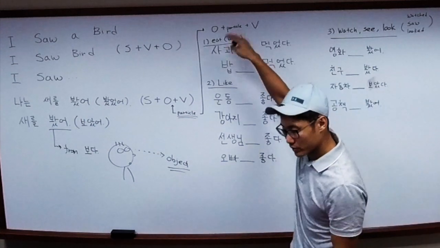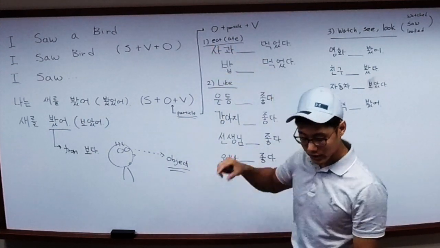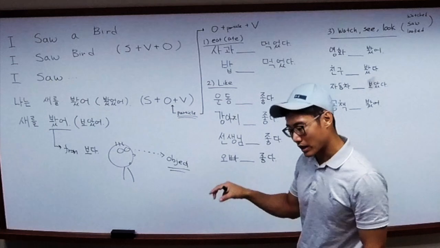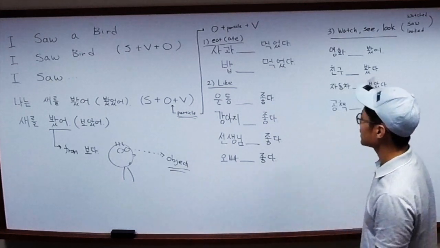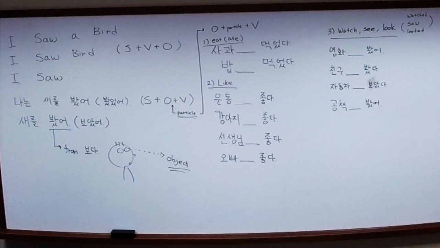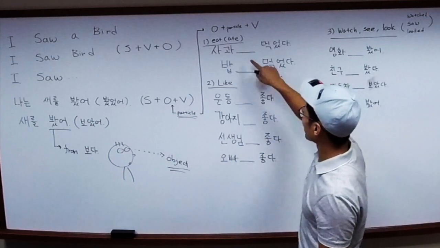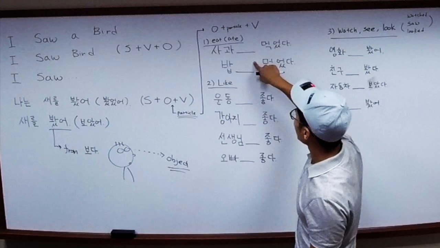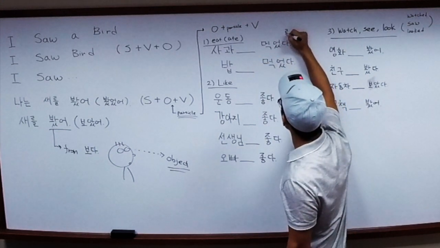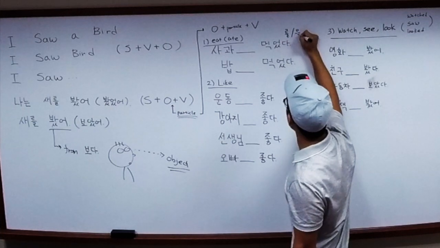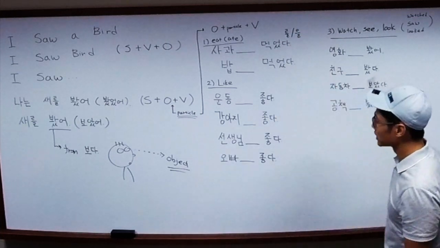We're omitting all the subjects right here. We are using sentences formed only by objects and verbs. So how do we use a proper particle for objects? We're going to go with this part first. This is distinguishing between 를 and 을.